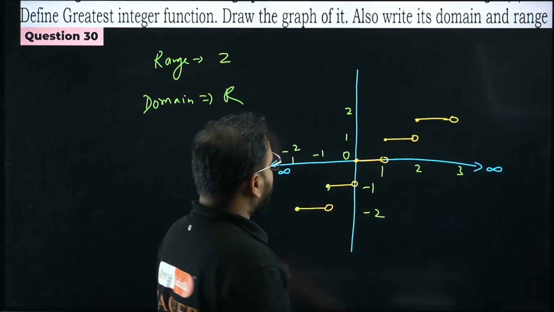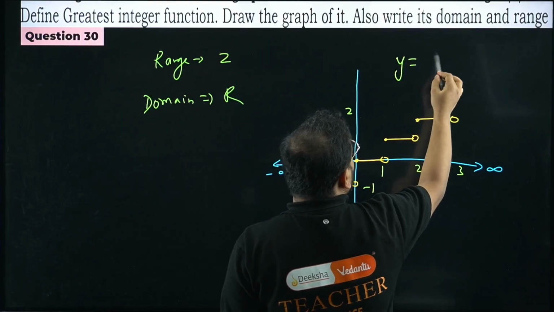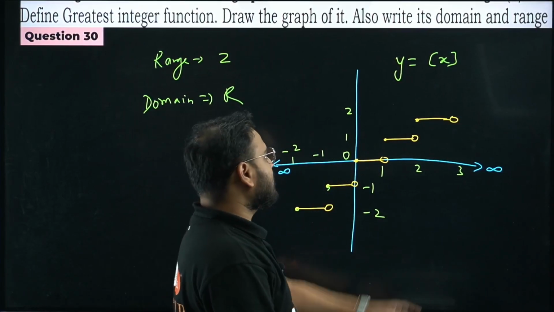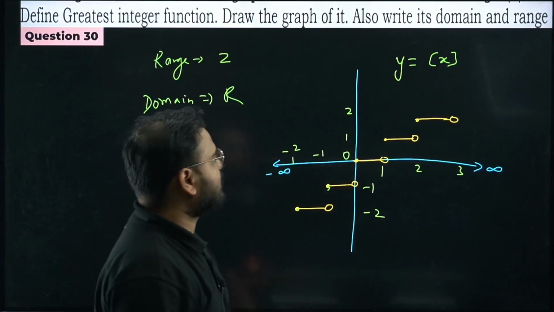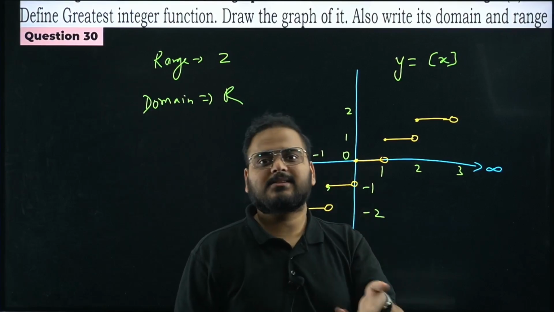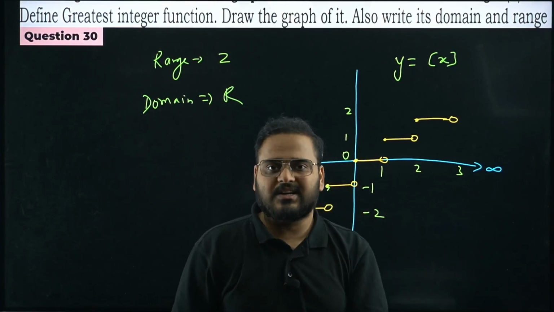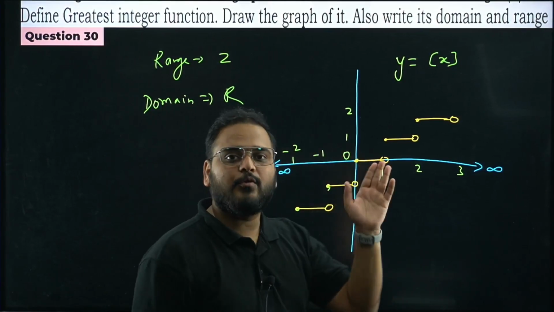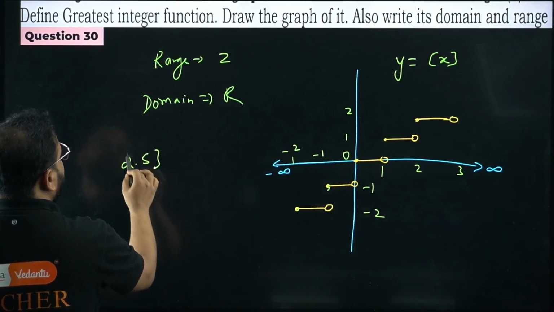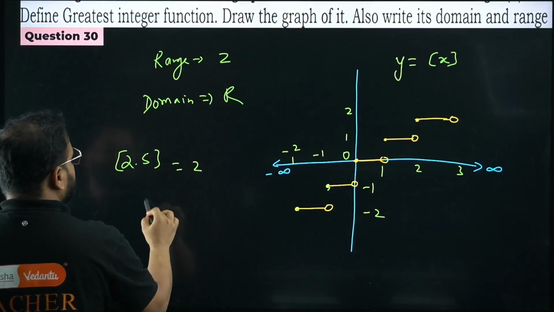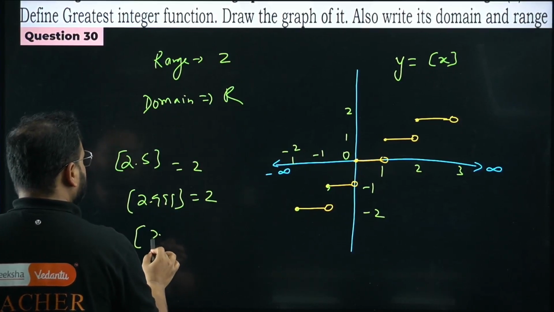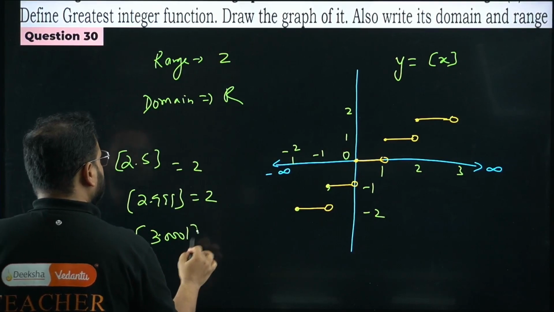You can see the graph. What is the graph for? y equals the greatest integer of x. This is the graph. Definition: a function which gives you outcome only in terms of integers. You take any real number, it'll give you an integer. For example, for 2.5 the answer is 2. For 2.99, the answer is 2. For 3.001, what is the answer? 3.